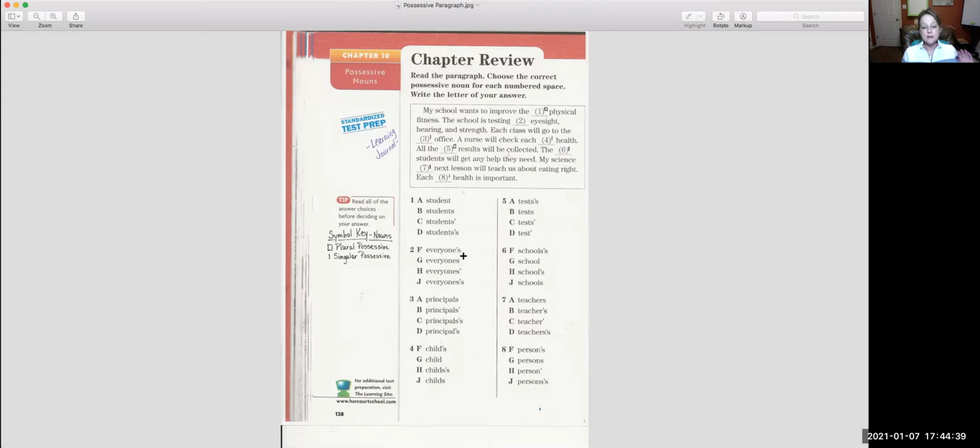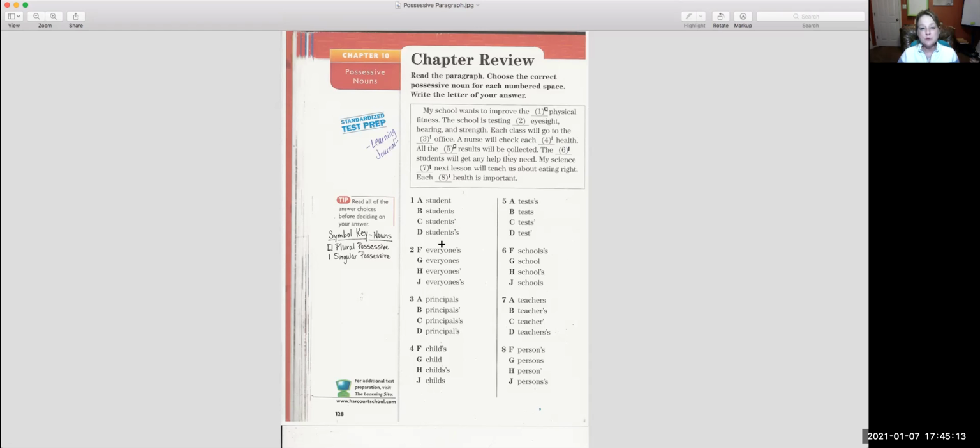All right, so in your learning journal, I want you to write this paragraph. Read the paragraph. Choose the correct possessive noun for each numbered space. Write the letter of your answer, but you're not going to write the letter of your answer. Instead, you are going to write this paragraph out, and in the blank, you are going to write the correct answer.